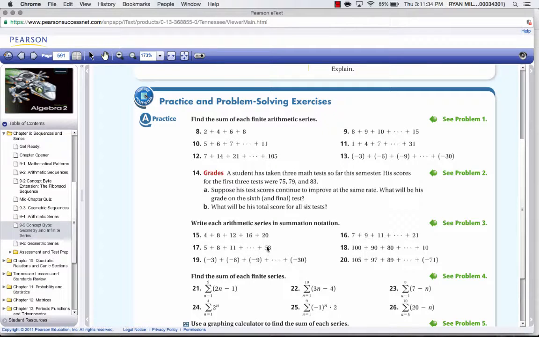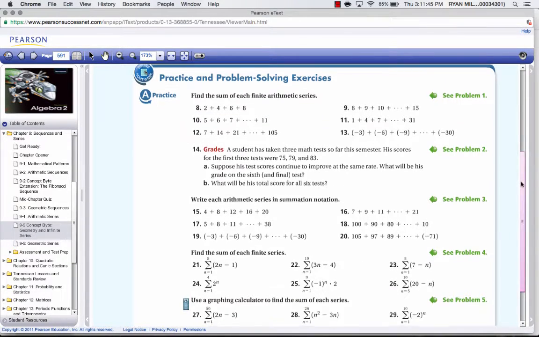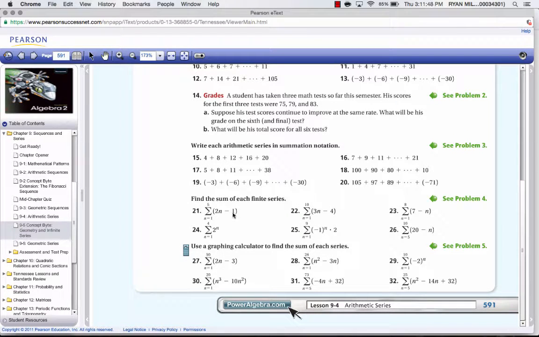To write it in summation notation is a little bit more difficult because you have to come up with that pattern. Now, if it's linear, it's not terrible. But you do have to come up with a pattern before you write it like this. And then you can find the sum of each finite series if it's not exponential. So 21, 22, and 23, you can use the formula. 26, you can use the formula. 25, you can't because you have an exponent. And 24, you can't because you have an exponent. So those actually have to be done by hand.